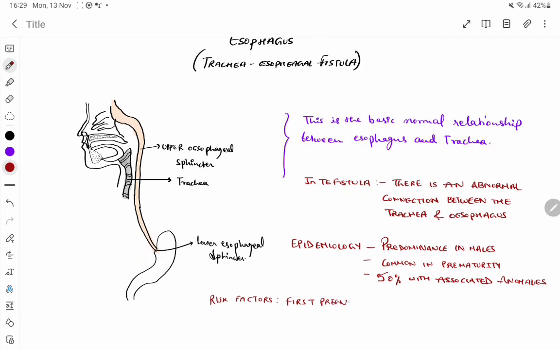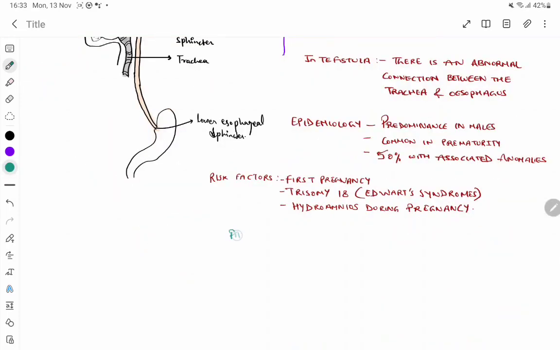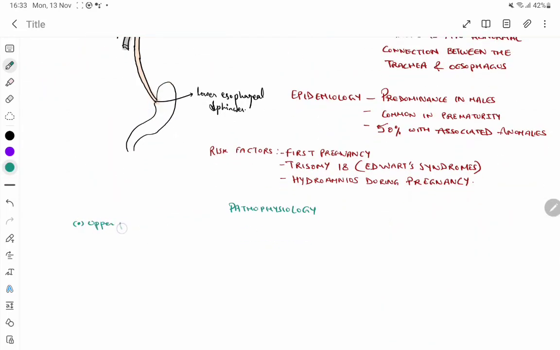What will be the risk factors? First, pregnancy, trisomy 18, VACTERL syndrome, and hydramnios, where there is an excess of fluid during pregnancy.